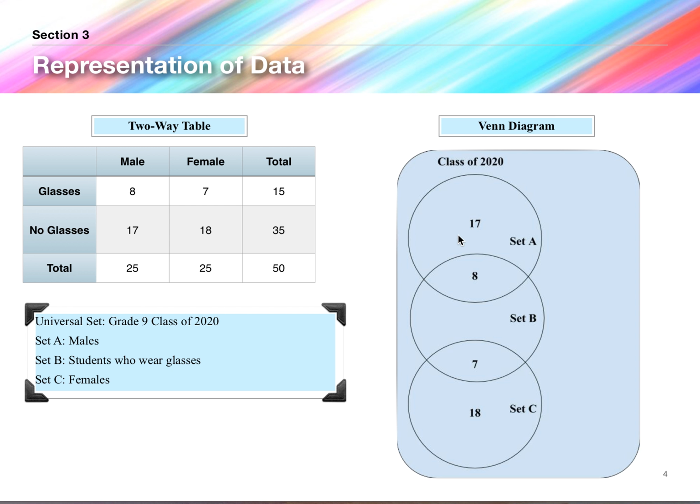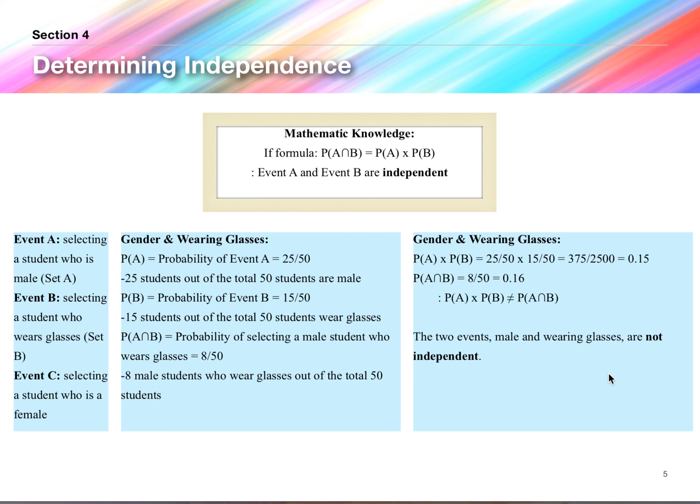Looking at the Venn diagram, we can know that 17 represents the students who are male but do not wear glasses. The 8, which is the intersection between set A and B, represents the 8 students who are males and who wear glasses. The 7 represents the 7 students who wear glasses and are females. The 18 represents the females who do not wear glasses.